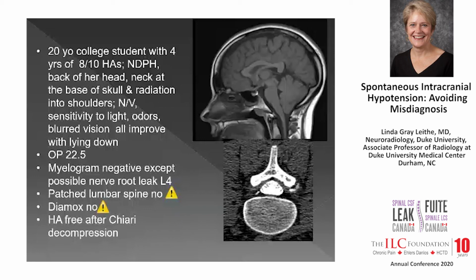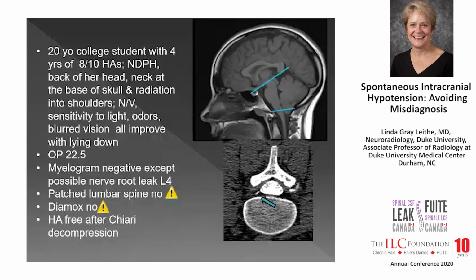So here is the line that goes from the tuberculum sella back to the confluence of veins back there. The iter lies right along that line. Here is her tonsillar ectopia, so she clearly has descended tonsils. And all we could find on myelogram was maybe a little leak off of the L4 nerve root. We patched this. It did not help her headaches at all. We put her on Diamox. Again, that was of no help. And so she actually underwent Chiari decompression.